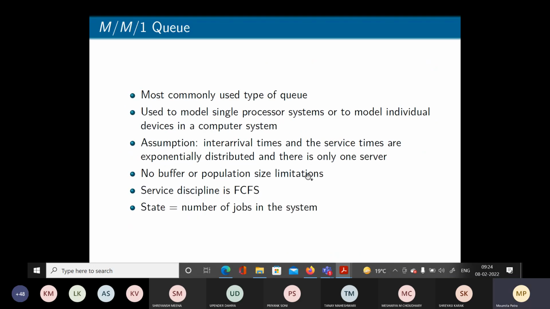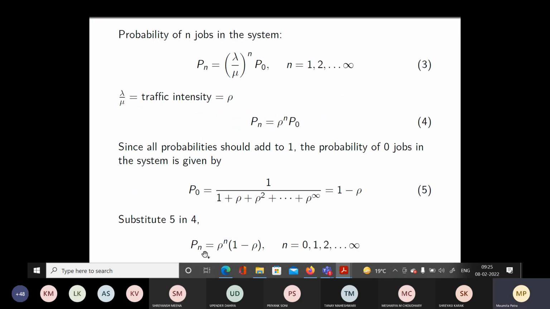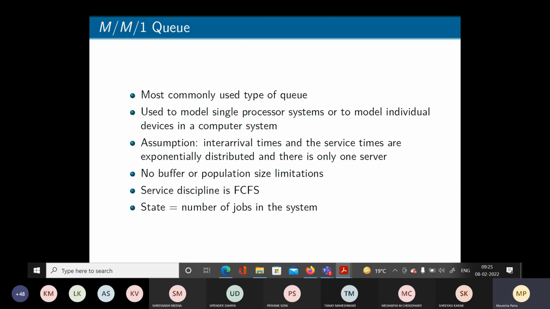So with this derivation that we have, that is Pn is equal to rho power n times (1 minus rho), now we are going to analyze an M/M/1 queue. I'm not getting into the basic features of the M/M/1 queue now. We have already seen it and we know by now the basic features: the inter-arrival time is exponentially distributed, and the service distribution is exponentially distributed.